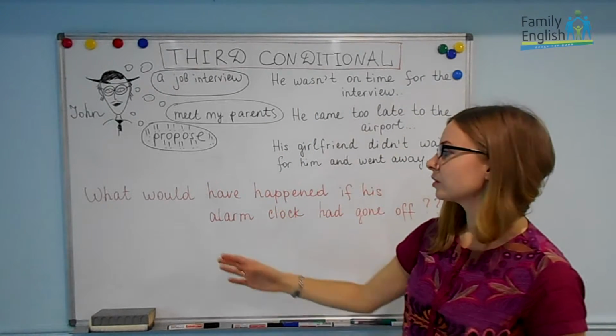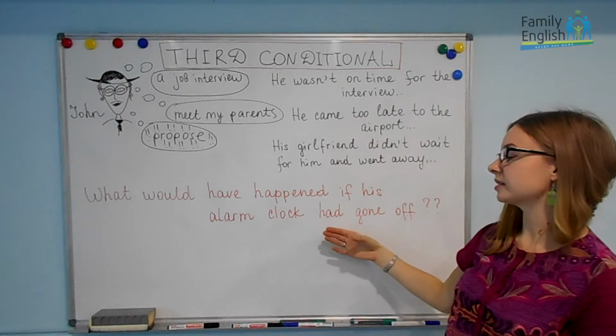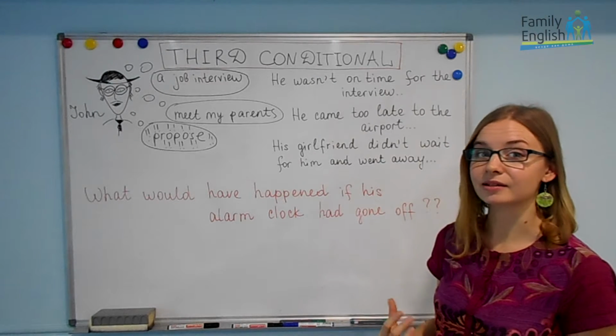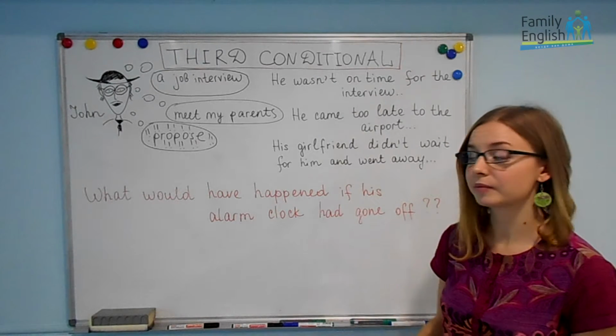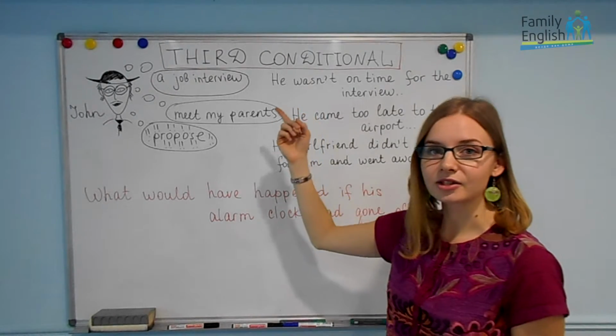But what would have happened if his alarm clock had gone off? Что бы произошло, если бы его будильник сработал? That's where we will need the third conditional.